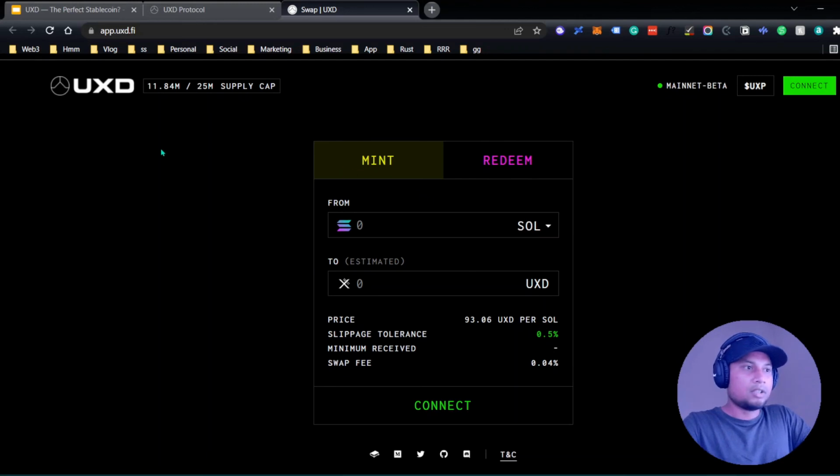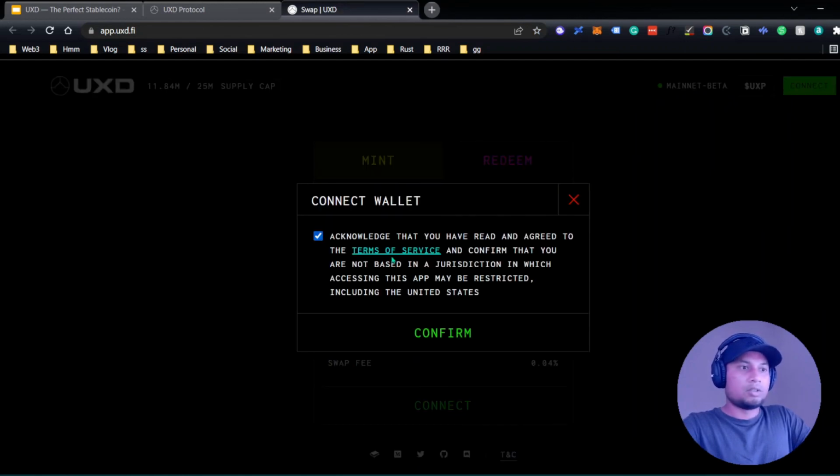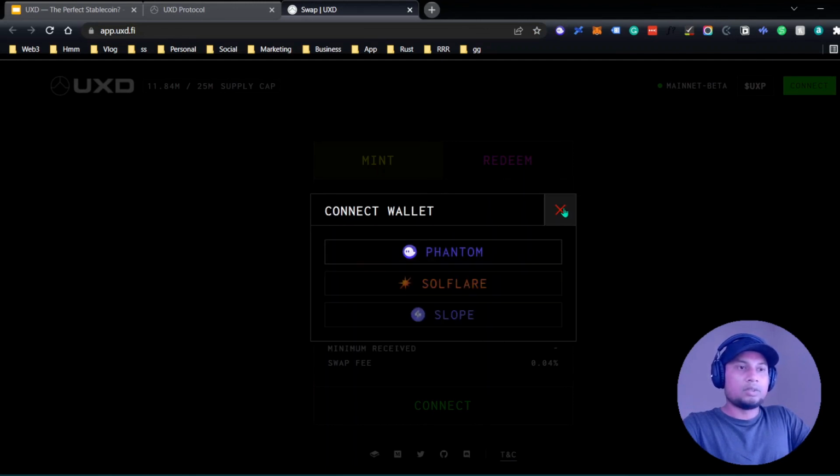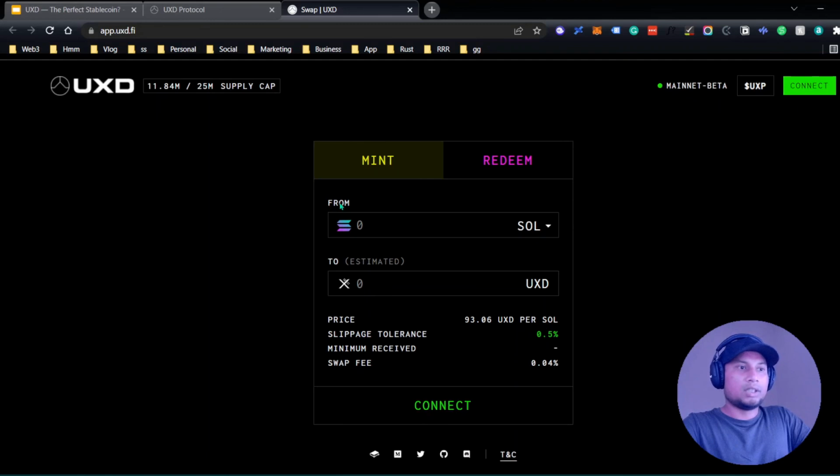If you take a look into this, if you just launch the app, of course you can just acknowledge the terms and services, connect, and you can connect with any of your wallets. As you can see over here, you have two options, very simple: mint and burn. You mint with either one of these three assets.